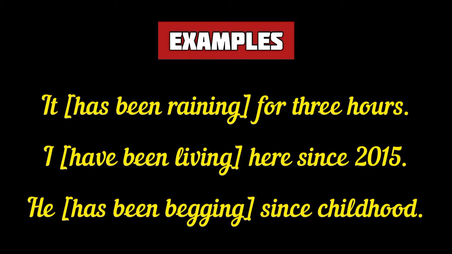So in these 3 sentences, has been raining, have been living and has been begging are in present perfect continuous tense because they show the continuity of the respective actions for some time now. And at the same time, the present perfect continuous tense also denotes that these activities have not yet ended, they are still in progress. So I hope you have understood the concept of the present perfect continuous tense.